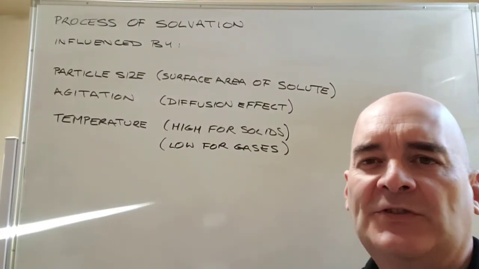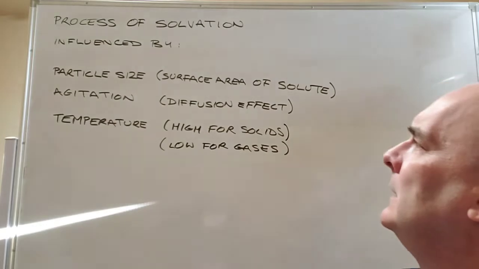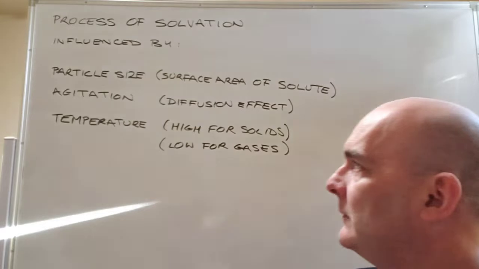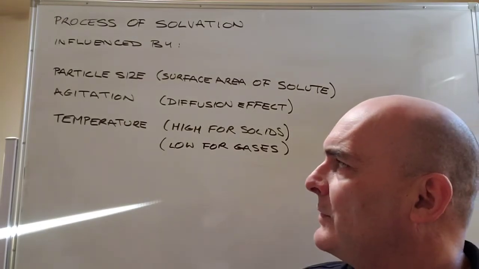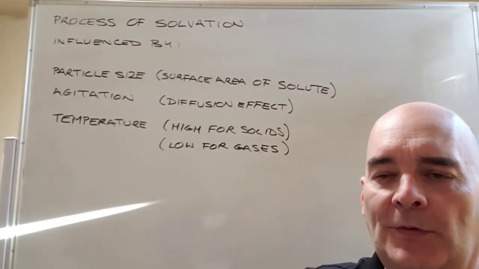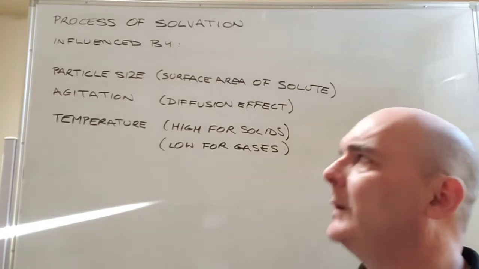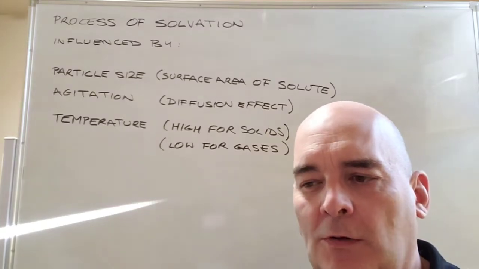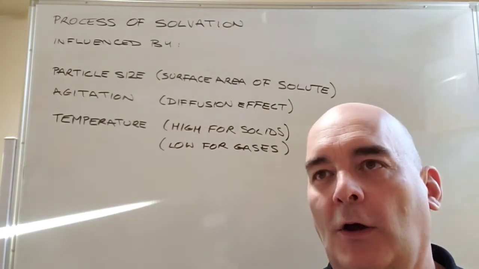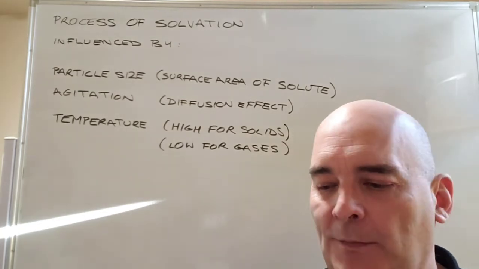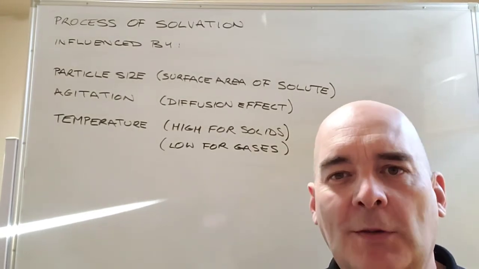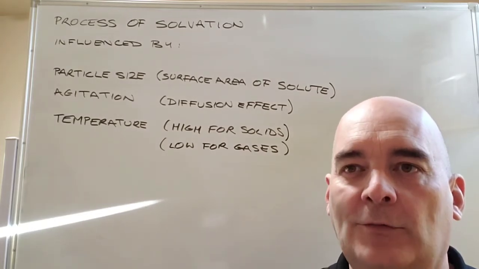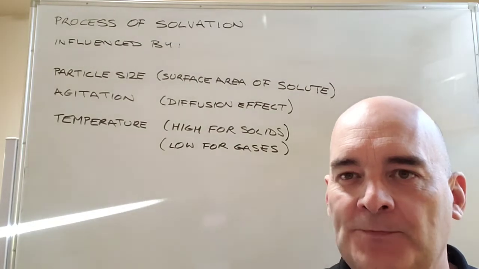Let's have a look at some of the factors that affect the process or the rate of solvation. There are three big things that are going to affect the rate, and our book includes a fourth one. Particle size. If I have to dissolve a rock of salt in a given amount of water, it makes complete sense to me that I should smash that rock into smaller pieces.